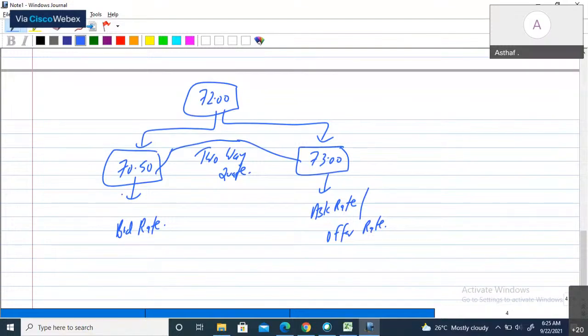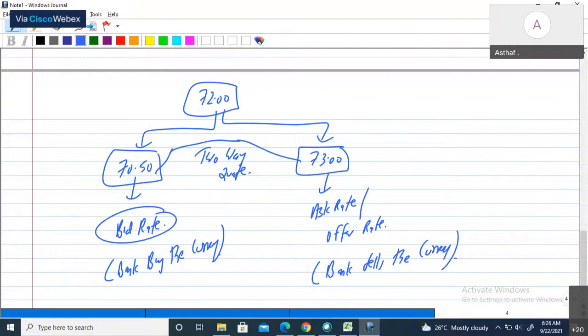So here we are selling, so the bank is buying. The rate at which the bank buys the currency, we call bid rate. Bank means forex dealer. The rate at which the bank sells the currency is the ask rate. Generally, we discuss from the perspective of the banker.